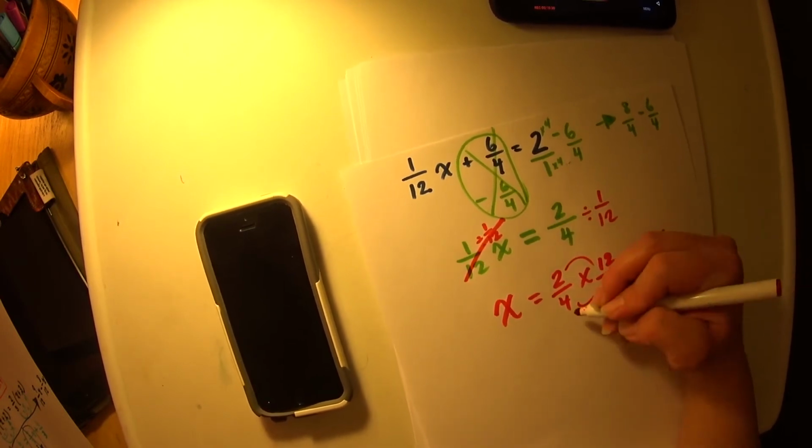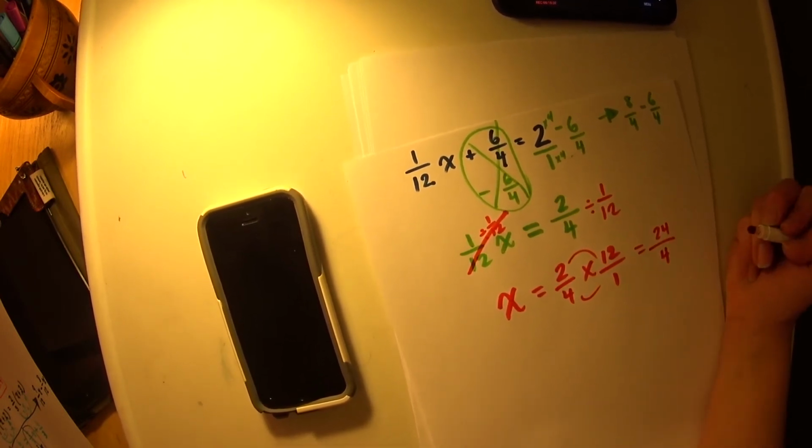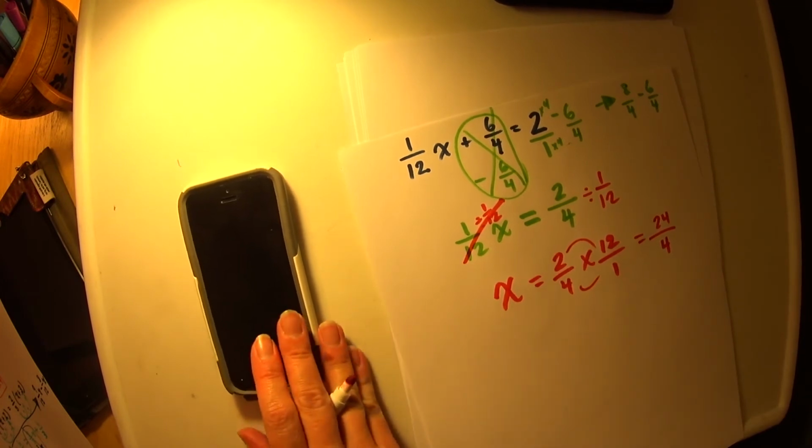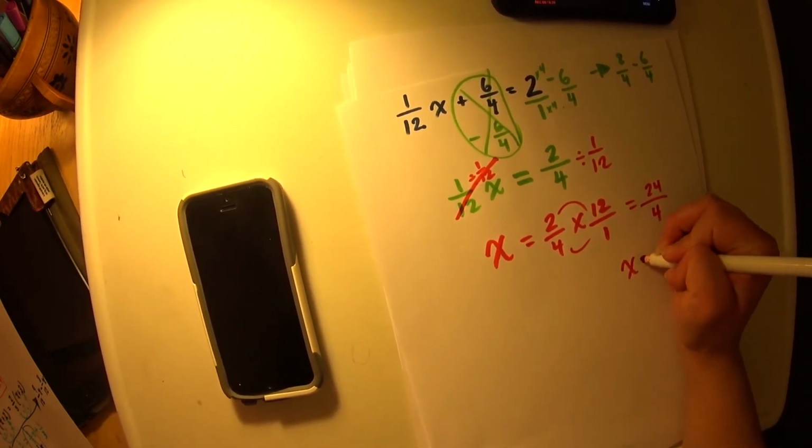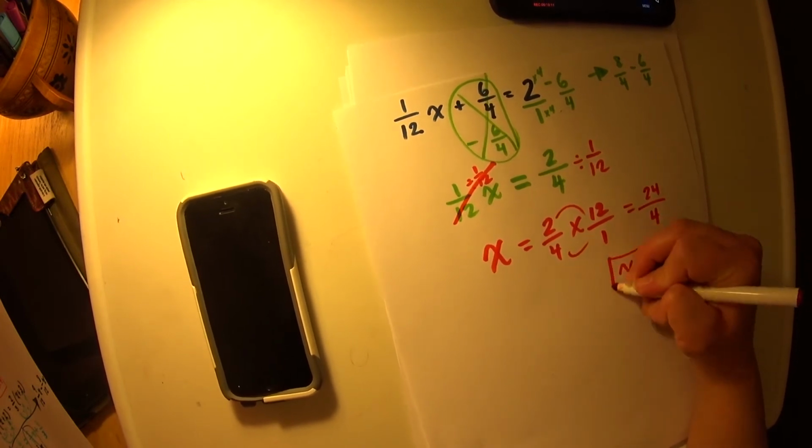2 times 12, 24, 4 times 1, 4. Just divide these out, and they divide out nice and evenly. Final answer, x equals 6.